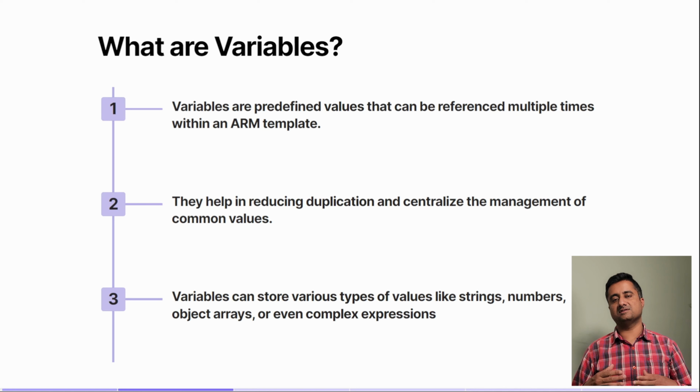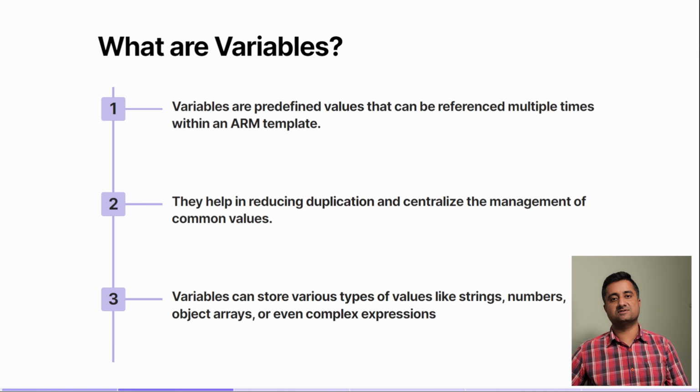They help reduce duplication, so you're not duplicating the same location variable multiple times, specific to a storage or a resource group or different things. So you can have common values and represent them across the board. Variables can also be used for storing different types, such as strings, numbers, object arrays, or even complex expressions.